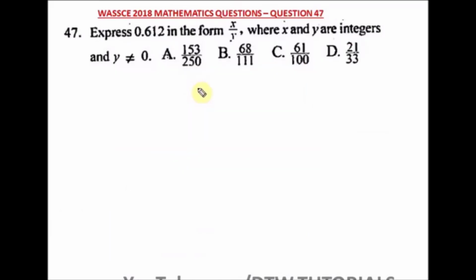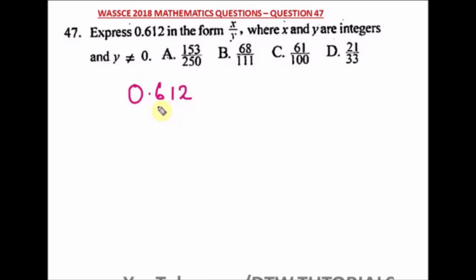Question 47 of the WASSCE 2018 Mathematics Past Question. It says express 0.612 in the form x over y, where x and y are integers, and y is not equal to 0. All right, so this is quite easy. So we have here 0.612. All we need to do to express it is just divide by the number of tens or hundreds.